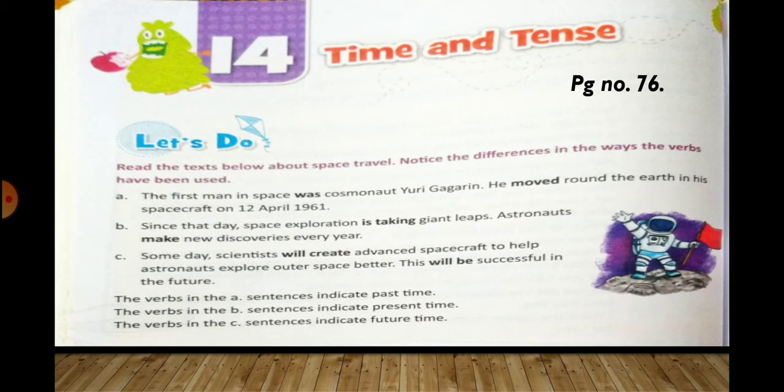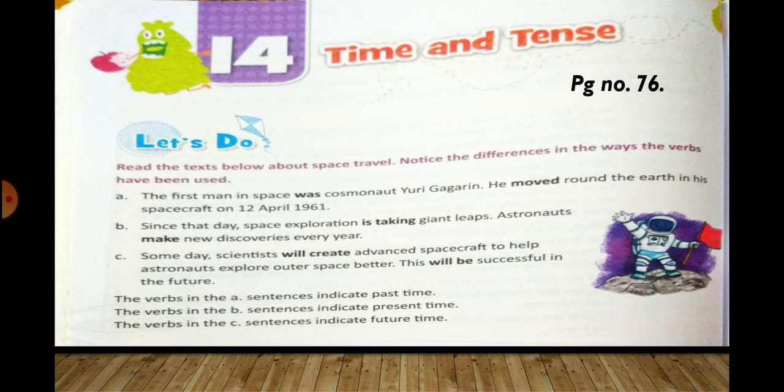Children, I hope you are all ready with your grammar book. All of you will turn to page number 76, and you can see that we are going to start a new chapter, chapter number 14, time and tense. Everyone is going to write down classwork and today's date. So let's do. Read the text below about space travel.